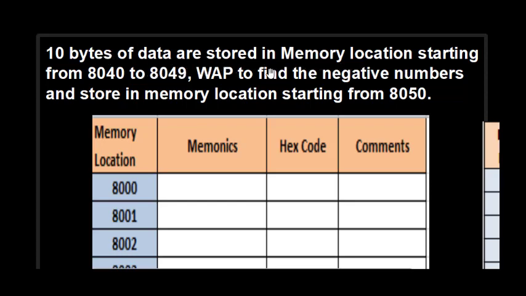to 8049. Write a program to find the negative numbers and store them in memory locations starting from 8050. So we have some numbers, which may be negative or positive, from 8040 to 8049. There are 10 numbers, and we need to select the negative numbers and store them in 8050. So first of all, what is the meaning of a negative number?